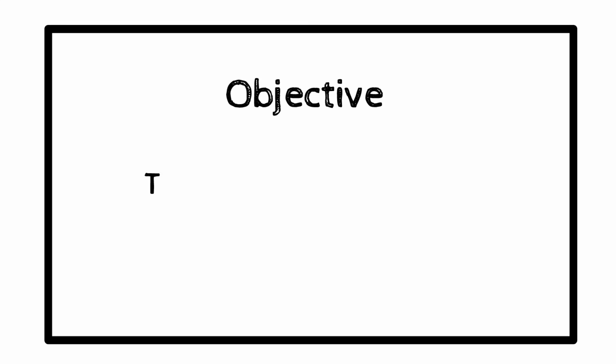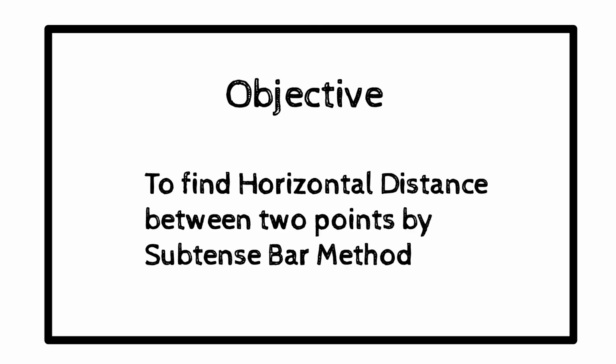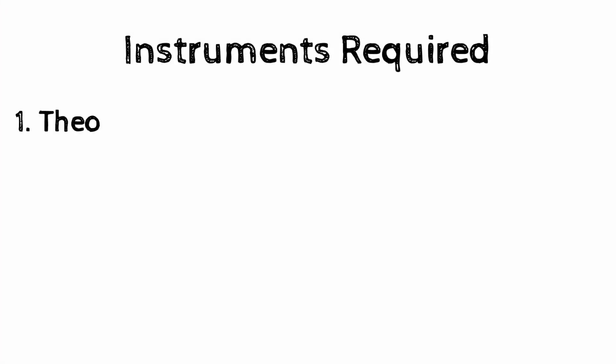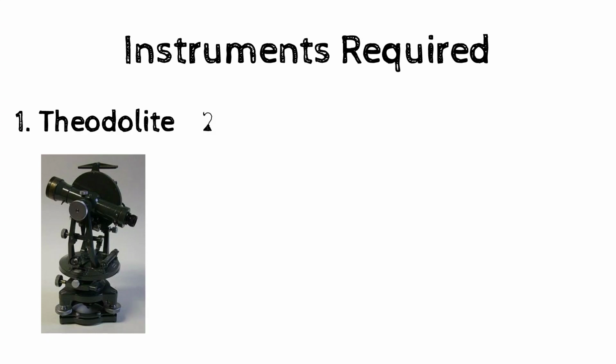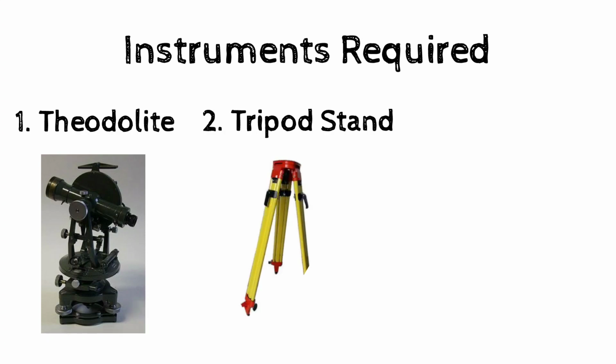The objective of this experiment is to find horizontal distance between two points by Subtense Bar method. The major instruments required to perform these experiments are theodolite, tripod stand, and Subtense Bar.